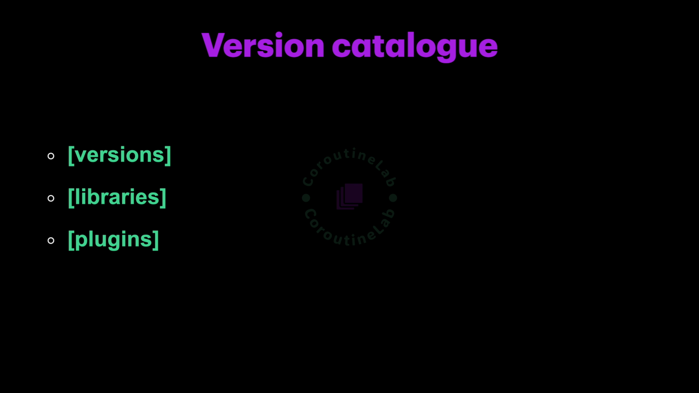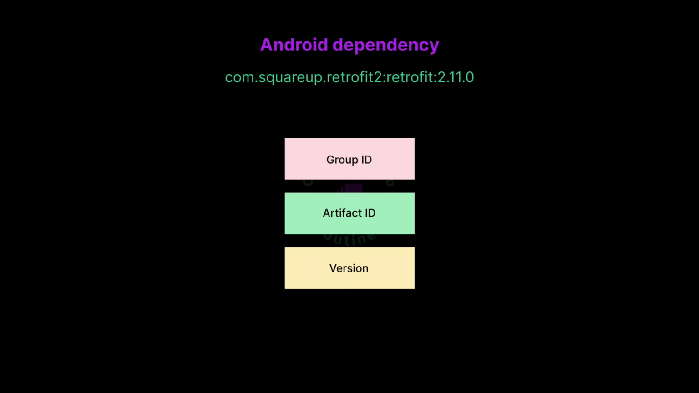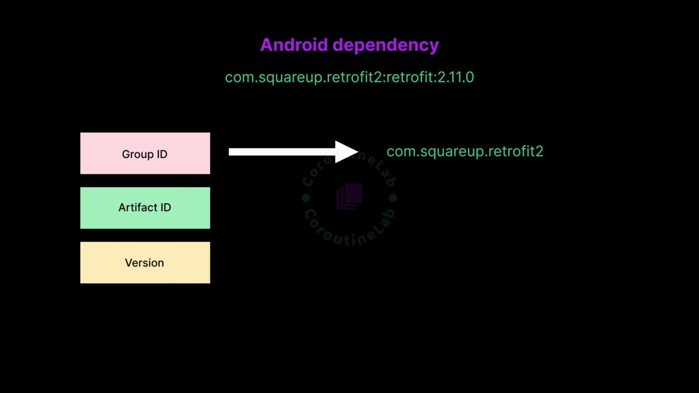Let's take a popular networking library like Retrofit as an example. To include Retrofit in our code, you could either hard-code the path inside your module build.gradle file or keep it in the version file. The path consists of three parts: group ID, artifact ID, and version. Here, group ID is the first part before the colon. It typically represents the organization or developer.